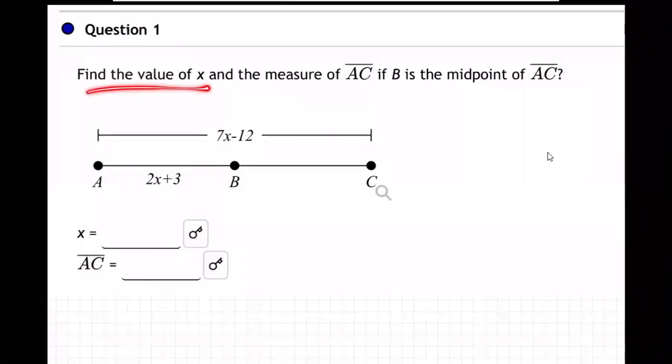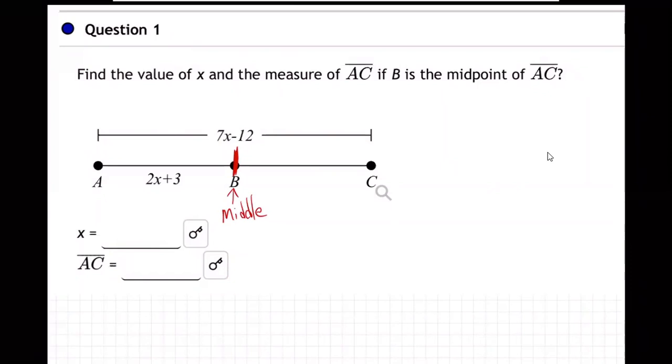So find the value of x and the measure of AC if B is the midpoint. Okay, so we're going to be talking a lot in these problems about midpoint. What does it mean that it's the middle? So they're saying to us that this right here is the middle. So that's the middle.